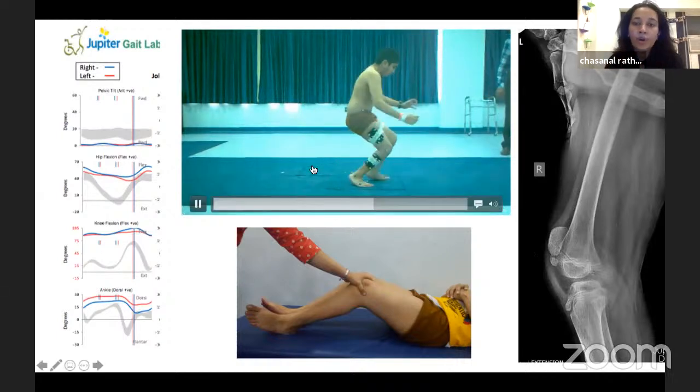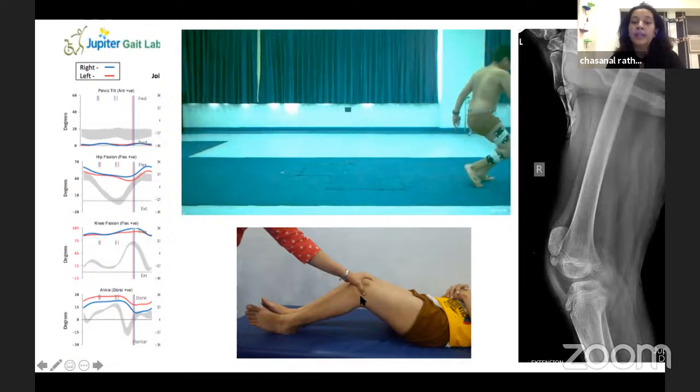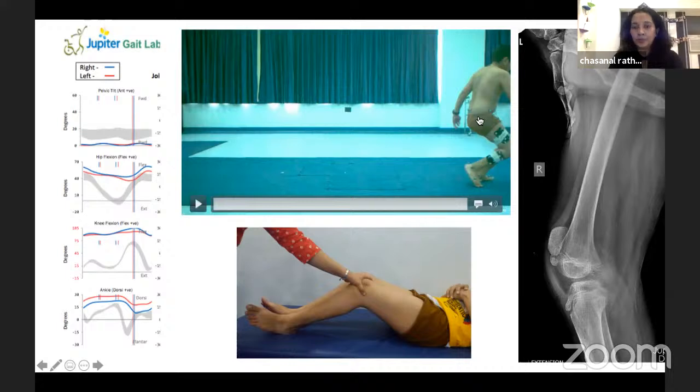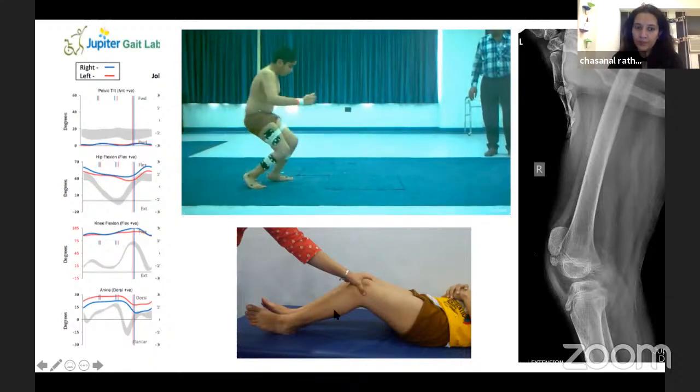If you look at him walking, he walks with a knee flexion of 80. But when he's supine, he has a knee flexion of 40 degrees. So what he is in the upright position is not what he is in the supine position. And now we are trying to correct a walking problem by putting the child into a supine position.